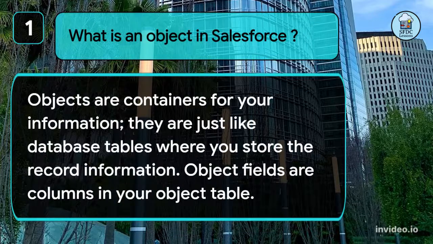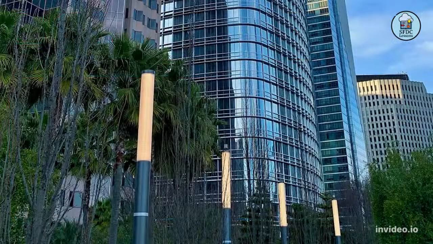What is an object in Salesforce? Objects are containers for your information. They are just like database tables where you store the record information. Object fields are columns in your object table.